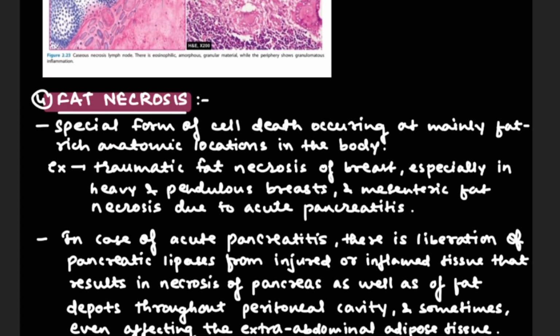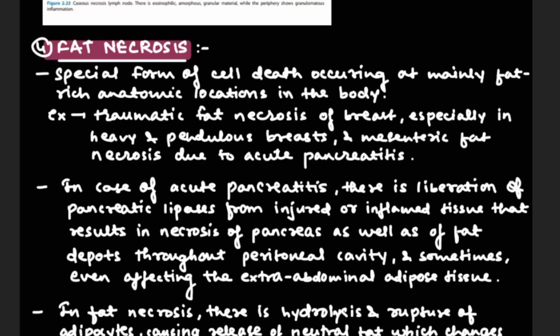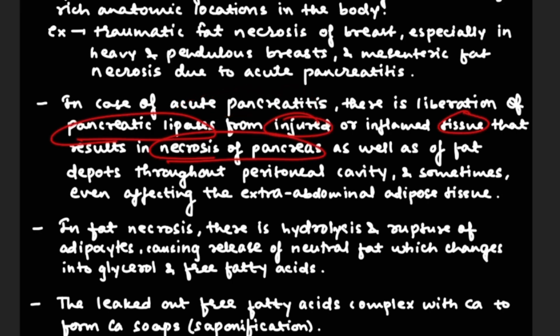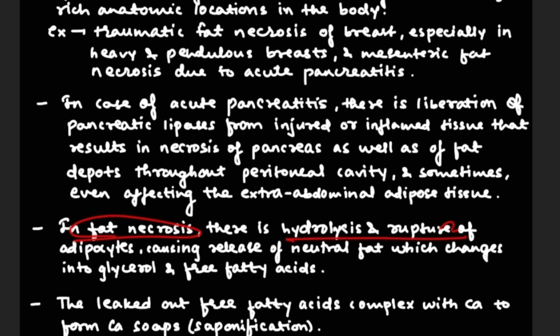So next is fat necrosis. It is a special form of cell death which occurs mainly at fat-rich anatomic locations in the body. For example, traumatic fat necrosis of the breast, especially in heavy and pendulous breast, as well as mesenteric fat necrosis due to acute pancreatitis. In case of acute pancreatitis, there is a liberation of pancreatic lipase from the injured tissue, which results in necrosis of the pancreas. In fat necrosis, there is a hydrolysis as well as rupture of adipocytes, which causes the release of neutral fat, which changes into glycerol and free fatty acid. So here, fat is getting converted into free fatty acid as well as glycerol.